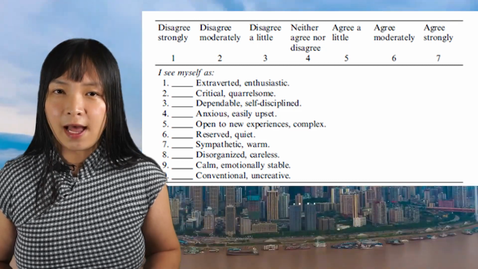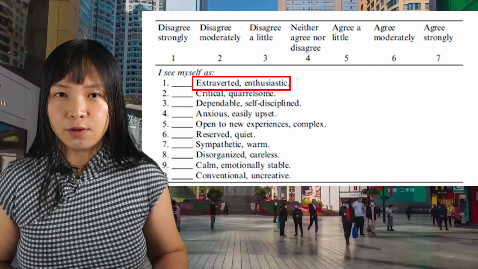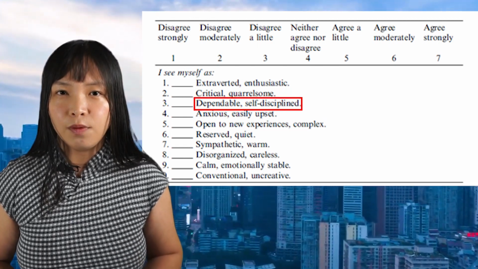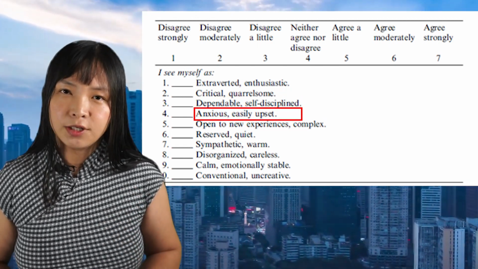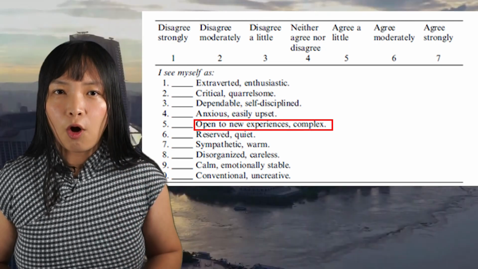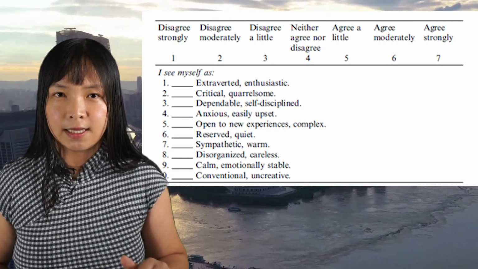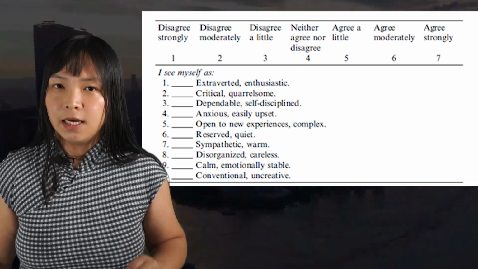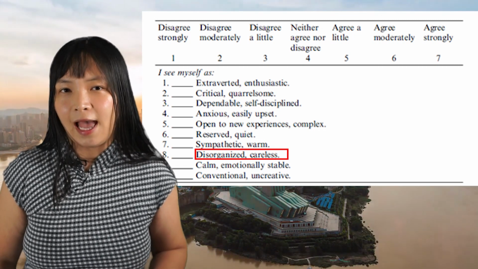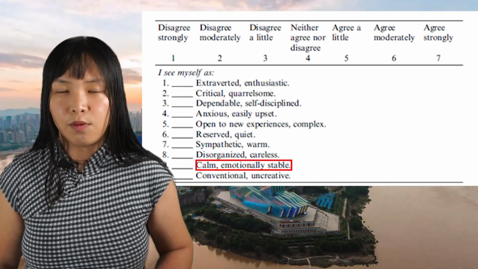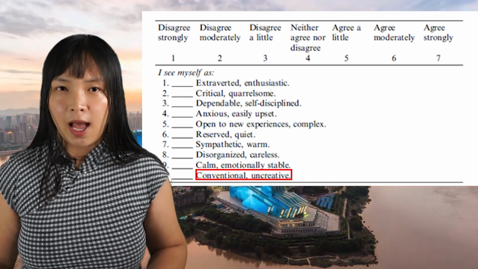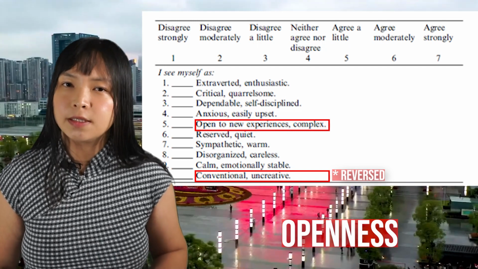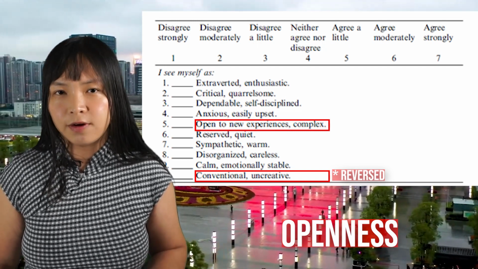I see myself as number 1, extroverted, enthusiastic; 2, critical, quarrelsome; 3, dependable, self-disciplined; 4, anxious, easily upset; 5, open to new experiences, complex; 6, reserved, quiet; 7, sympathetic, warm; 8, disorganized, careless; 9, calm, emotionally stable; and 10, conventional, uncreative. Questions number 5 and 10 are measuring openness to experience, and number 10 is a reverse item.